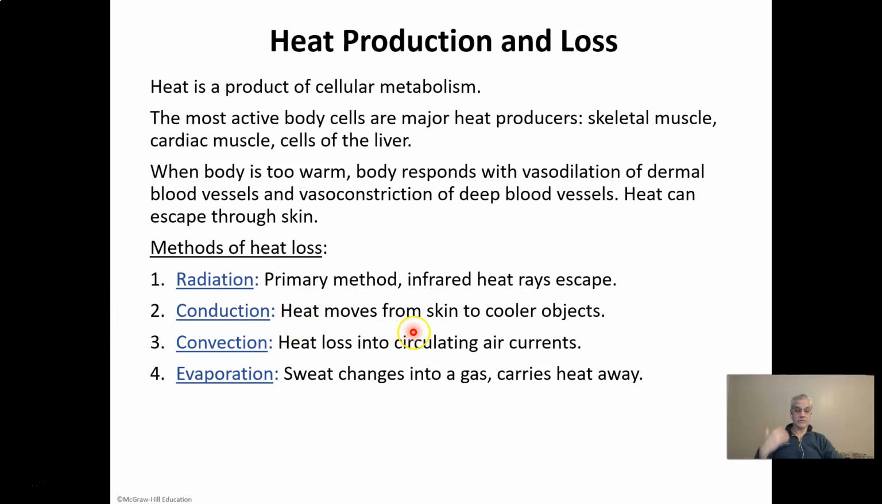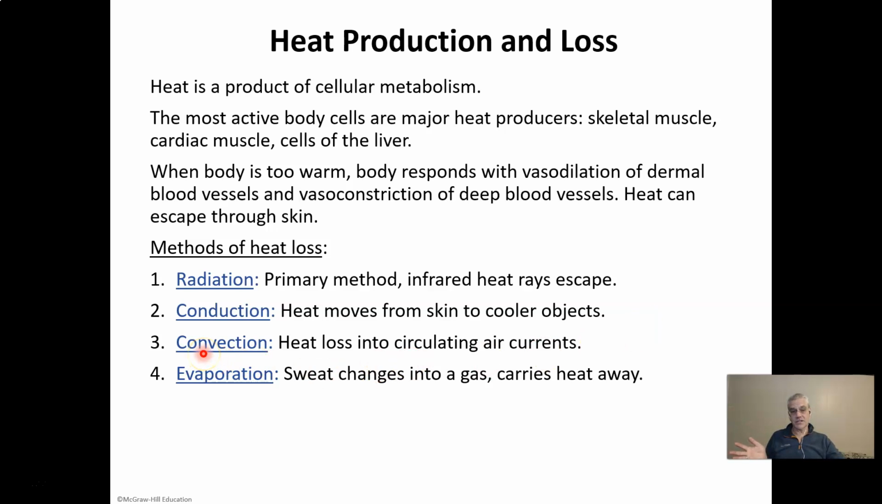Conduction is where the heat moves from the skin to cooler objects. So if you're out running and you have a wicking t-shirt or wicking garment on, that can pull sweat away from your skin and further to the environment. And so you're going to conduct more heat away from the body in that way.